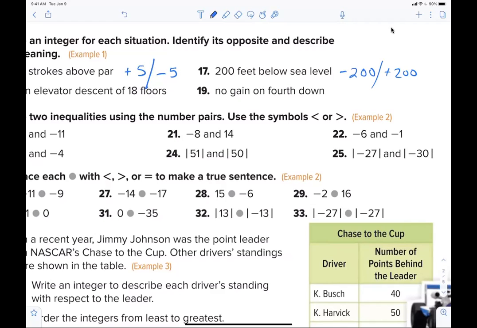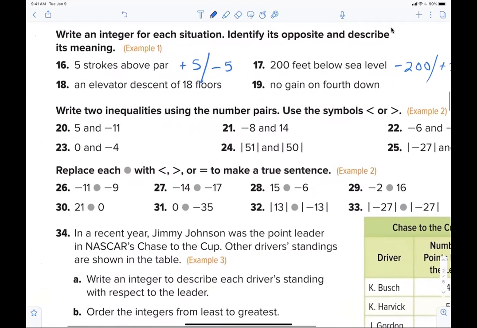Okay. Wilson, help me out with 18. -18. Yes, very good. And 18. Yep, I like that.